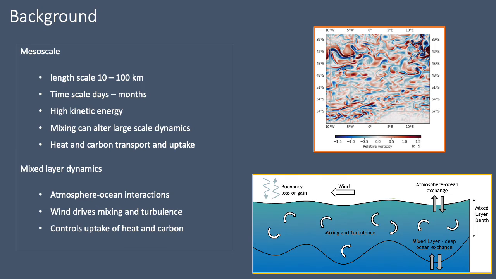Wind blows over the surface and can induce mixing and turbulence, and this layer is very important as it controls the uptake of heat and carbon and can also bring nutrients from below into the mixed layer to be used.